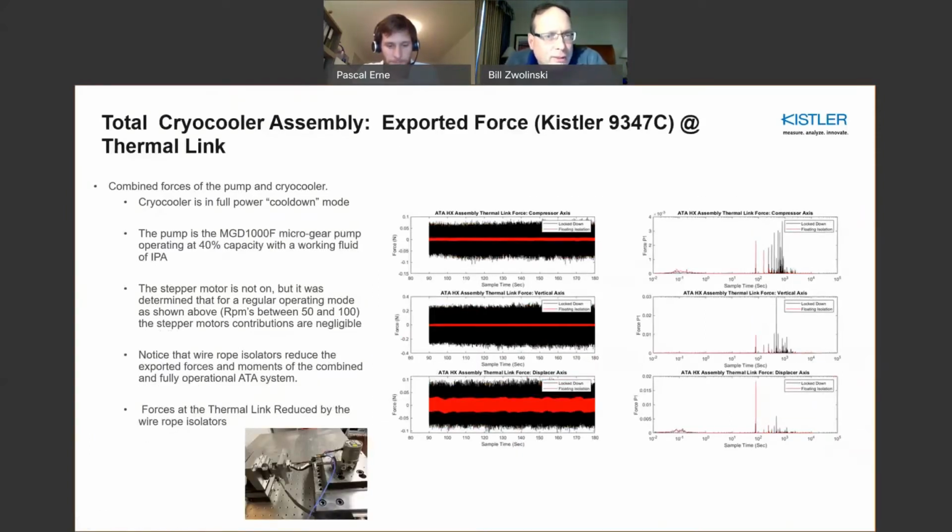In terms of the exported force at the thermal link, or where the detector would be, you can see here that, again, the wire rope isolators are mounted not only underneath the cryocooler assembly, but actually underneath the detector as well. And you see a definite advantage as well in terms of the reduction of vibration due to passive isolation.